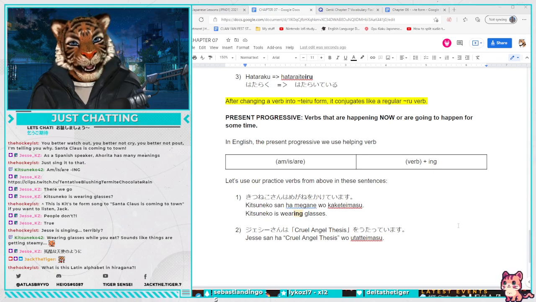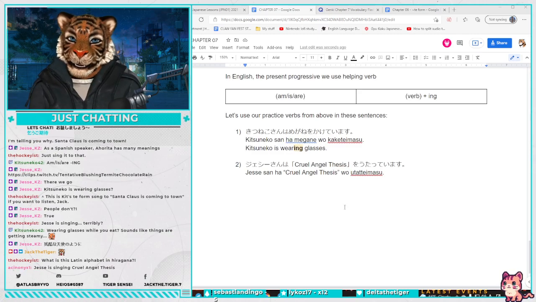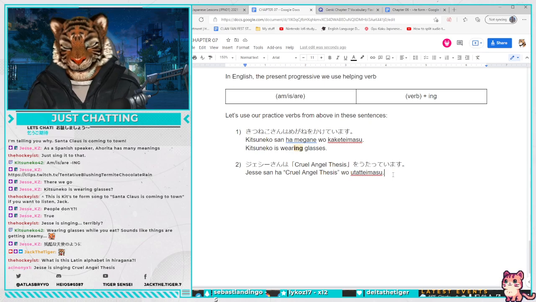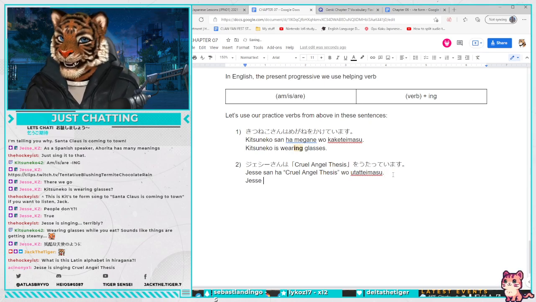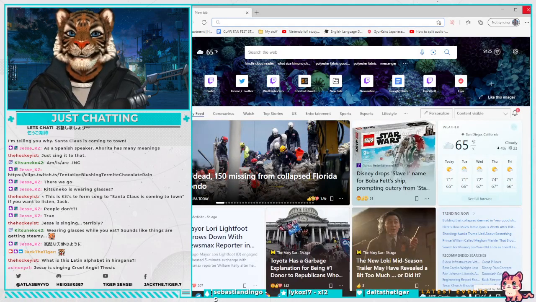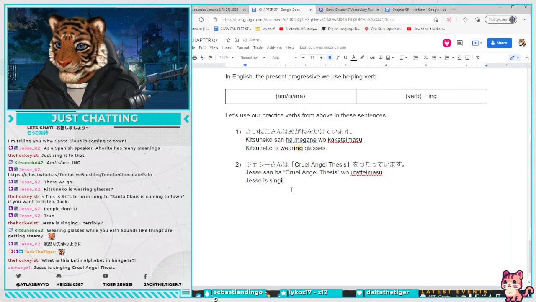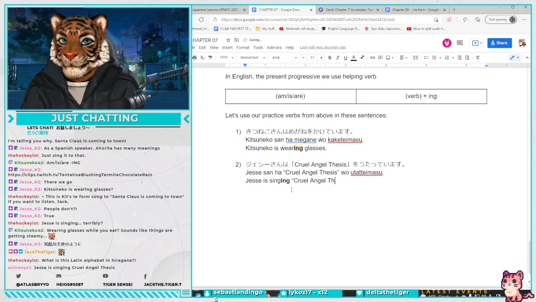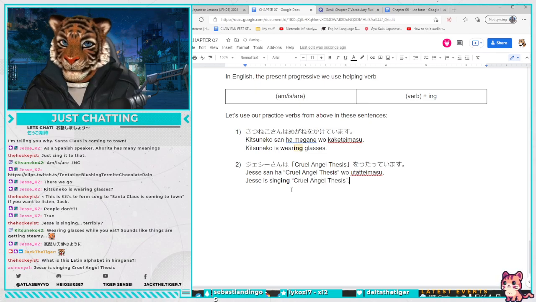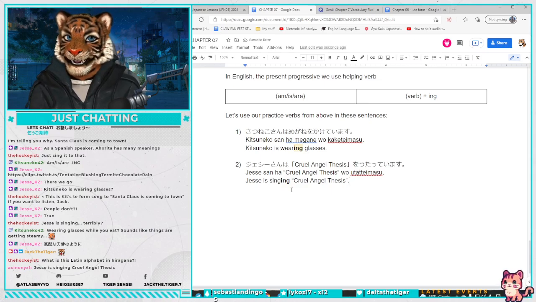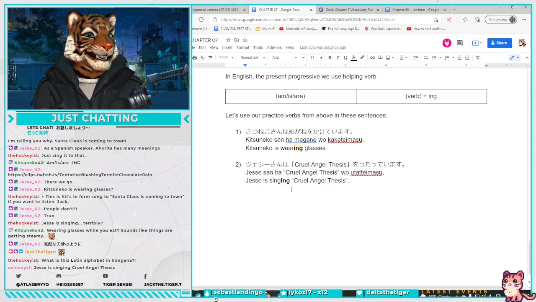What is this Latin alphabet in hiragana? Yes, Jesse is singing Cruel Angel Thesis. Jesse is singing... Oops. Jesse is singing Cruel Angel Thesis.